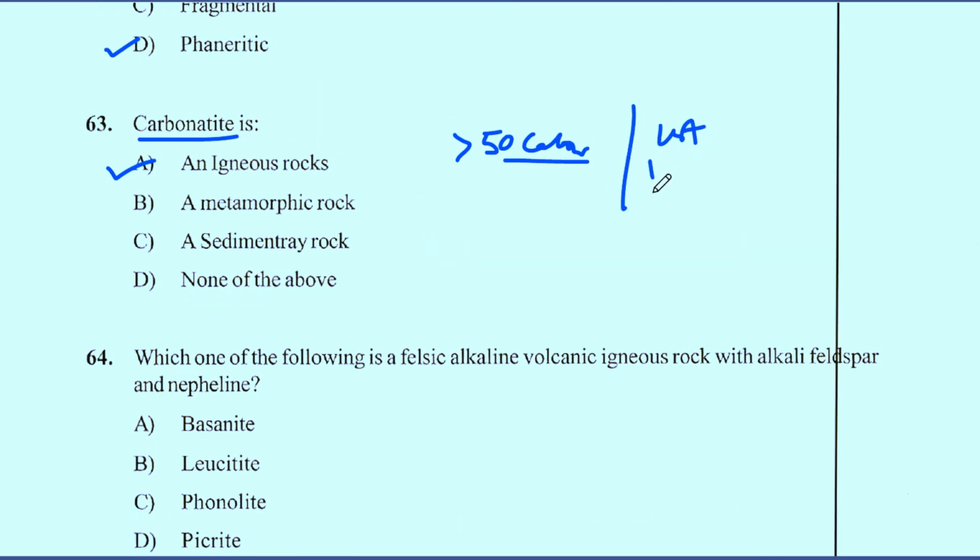Limestone and dolomite are also carbonate rocks, but these are sedimentary rocks. Carbonatite itself is an igneous rock. Don't get confused with these two.